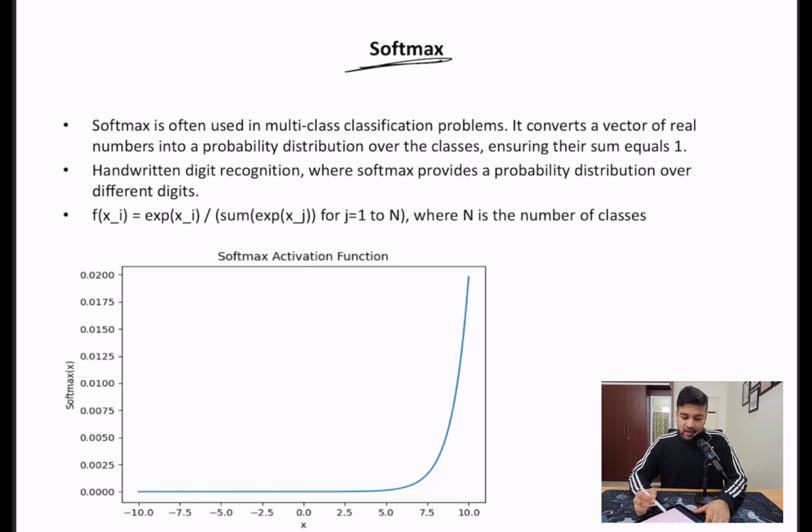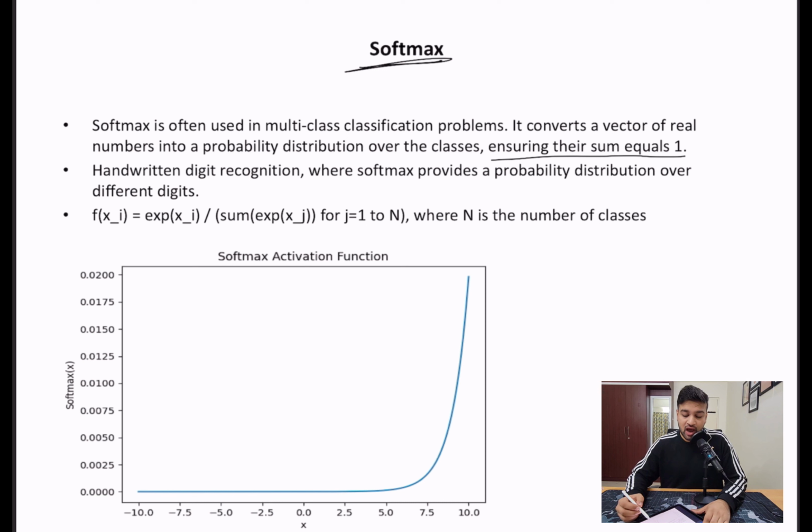So the softmax function is often used in multi-class classification problems. It converts a vector of real numbers into a probability distribution over the classes, always ensuring that the sum is equal to 1. So obviously, if it's a probability distribution, the sum has to be 1. So where is it helpful, right?